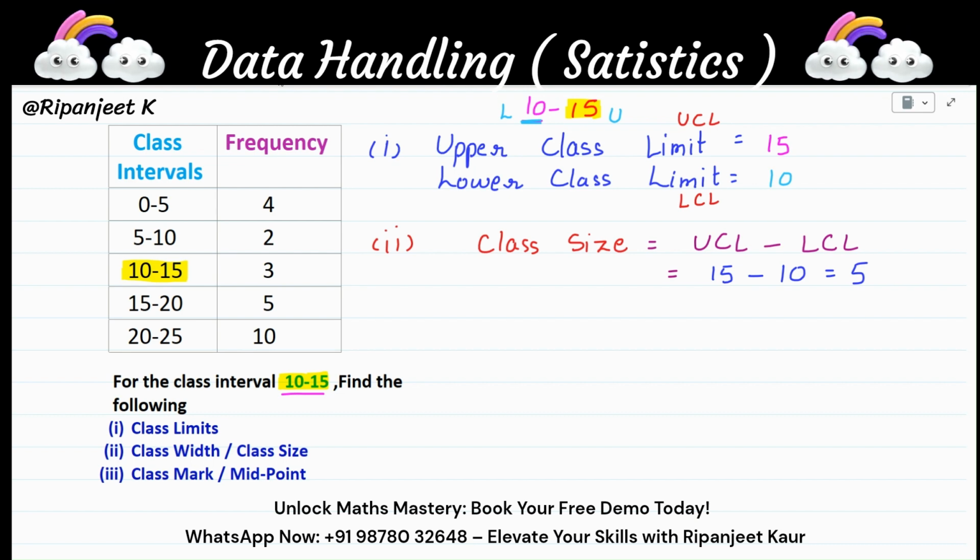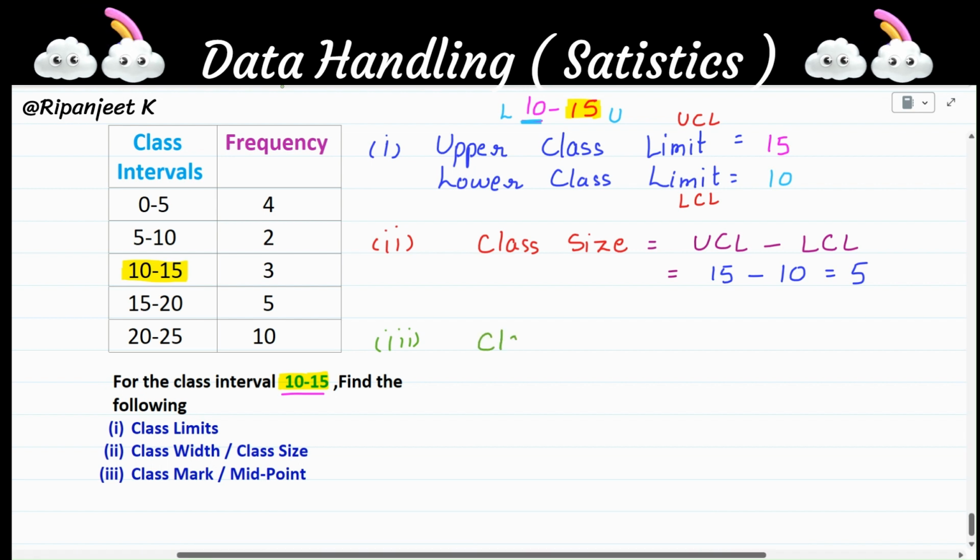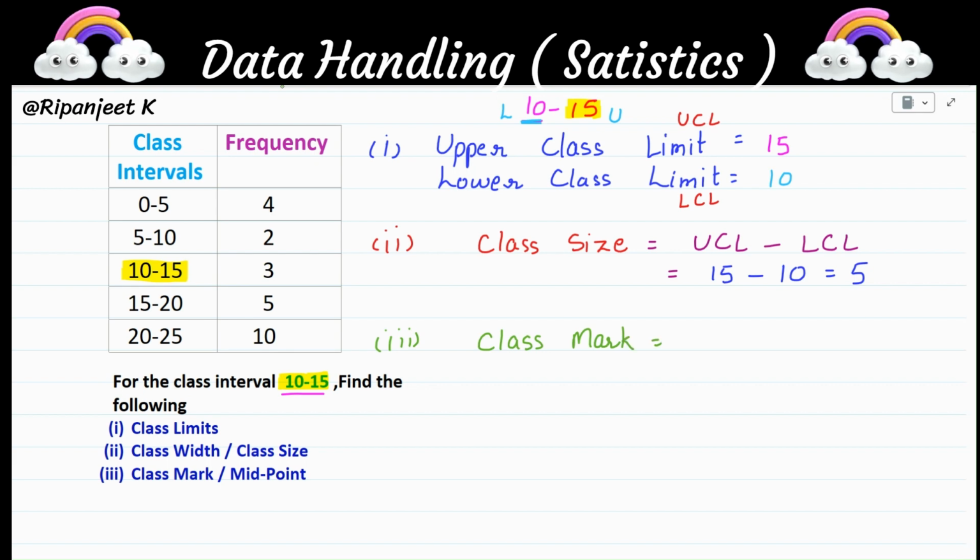Now after this, let us go for the third point. Thirdly, we are told we have to find the class mark or the midpoint. The class mark and the midpoint are the same thing. So let us write over here, we have to find out the class mark. Well, it is related to the same thing, the upper class limit and the lower class limit.